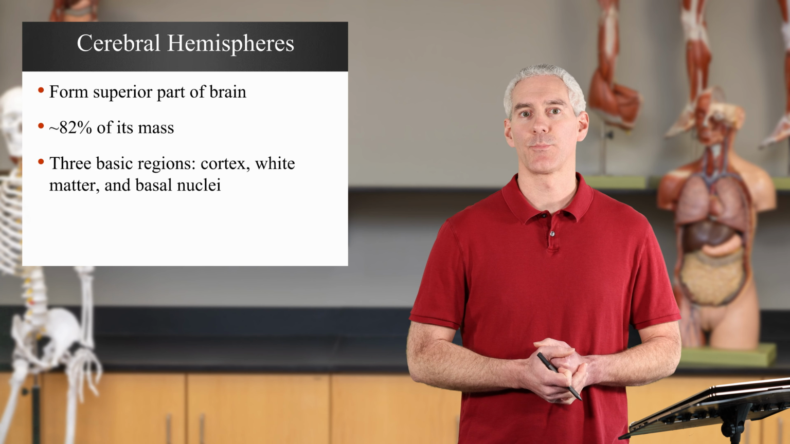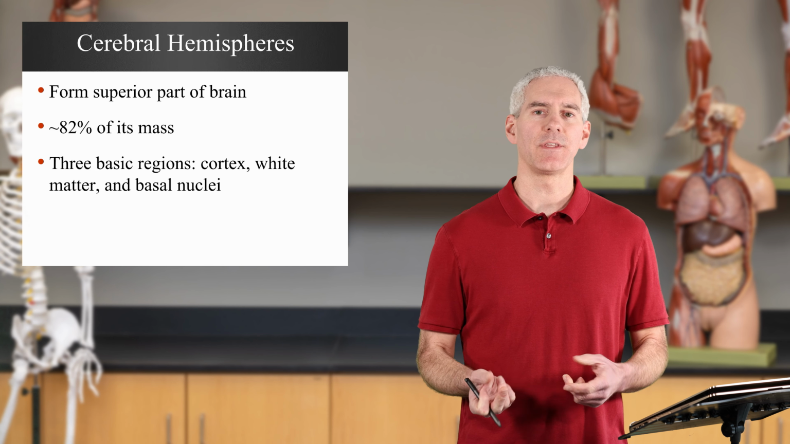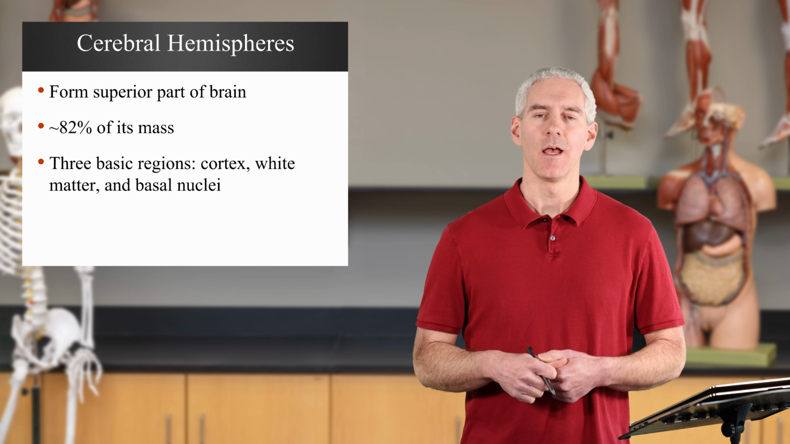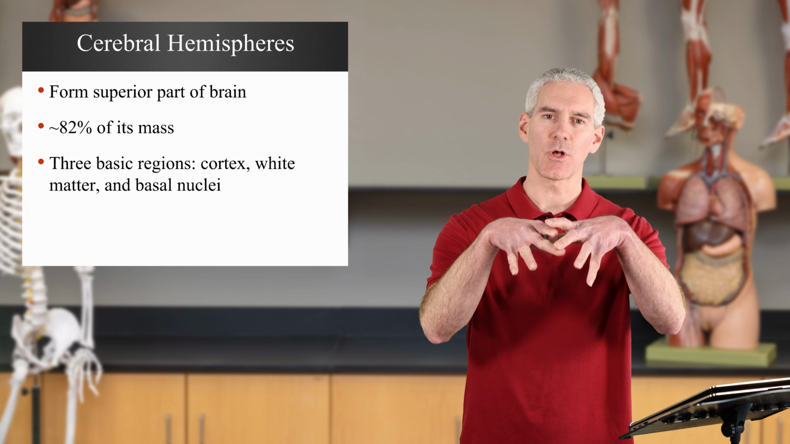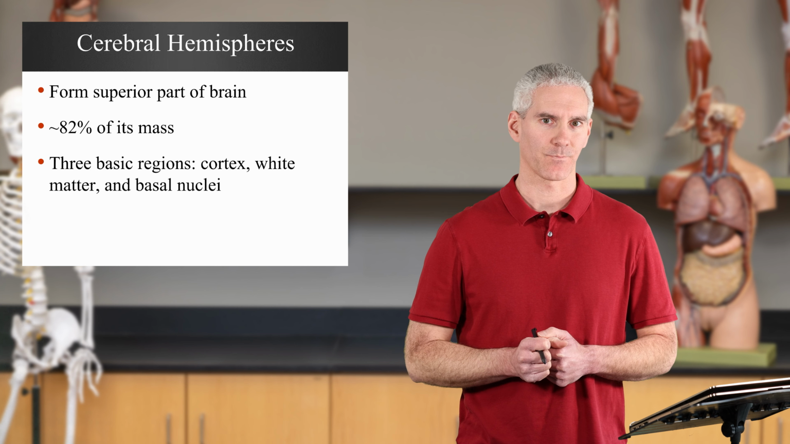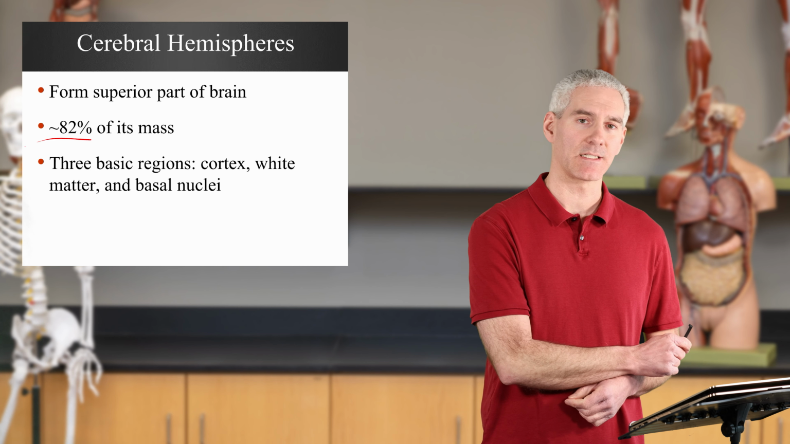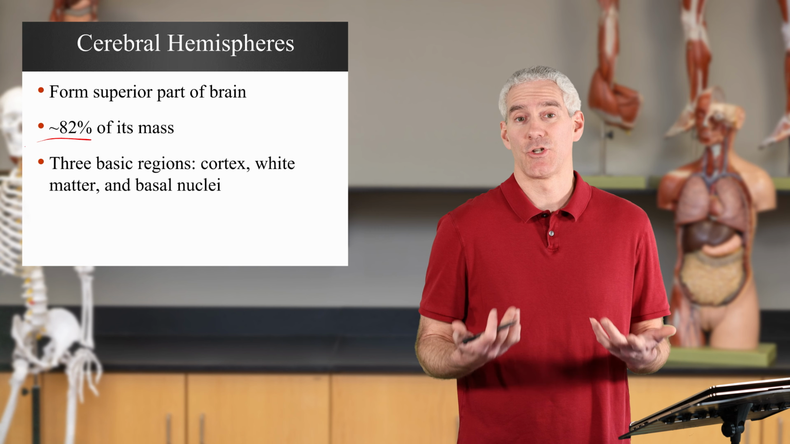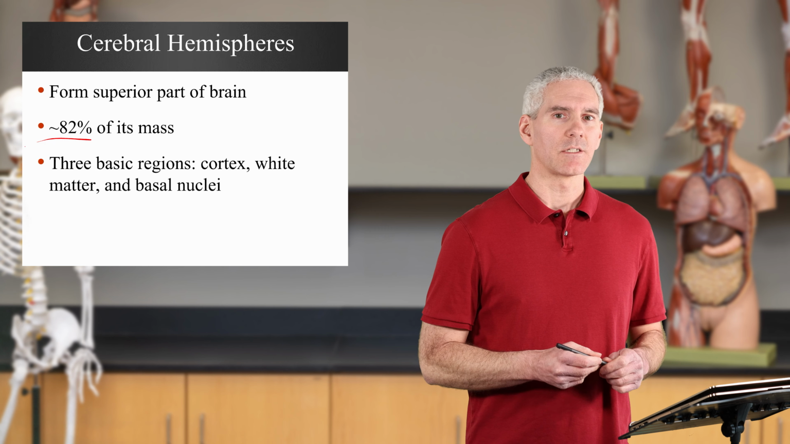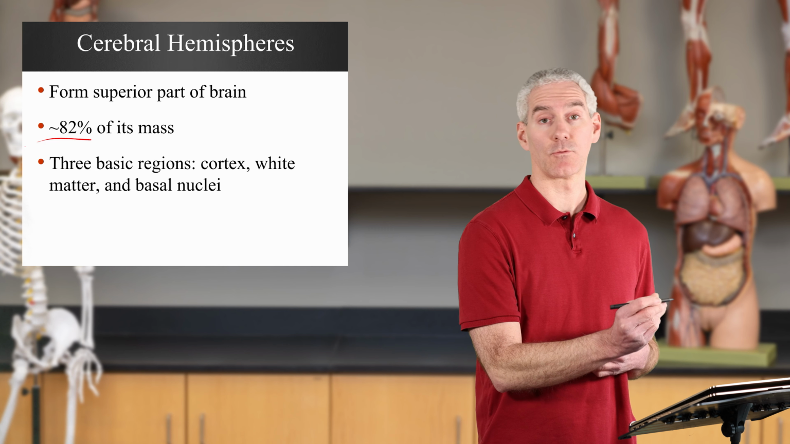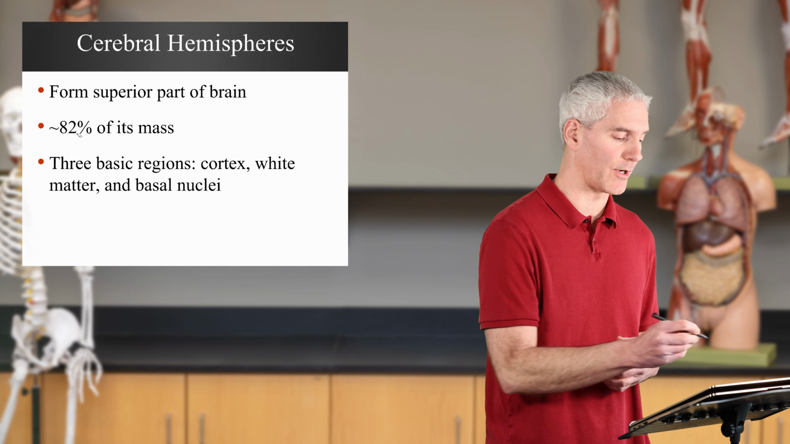Continuing on with our brain anatomy, it's time to look at the cerebral hemispheres. Now, the cerebral hemispheres are pretty much the whole top portion of the brain. In all, it's about 82% of the mass of the brain. So you can see it's actually a majority of your brain. So these cerebral hemispheres, you're going to have a right and a left, so two halves of the brain.